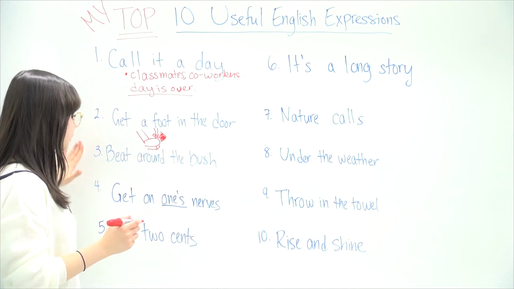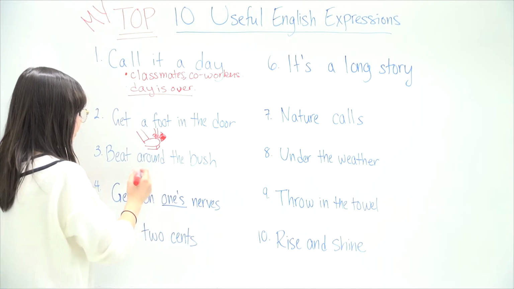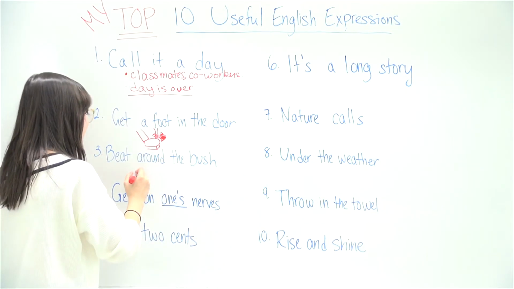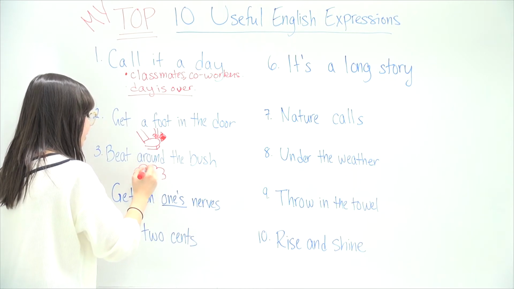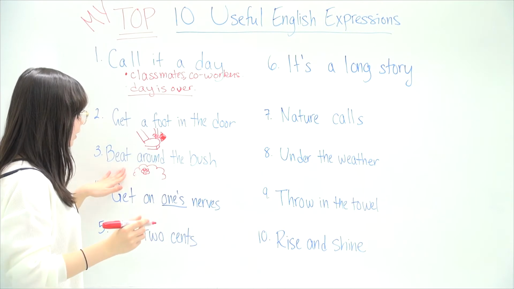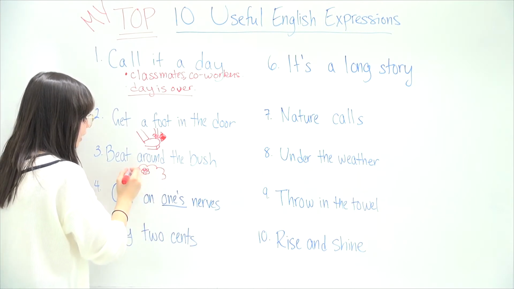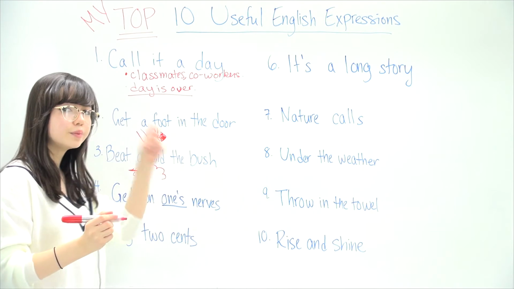So, next expression is beat around the bush. So, what this means literally is that you have a bush. So, here's a bush. There's some flowers on it, so we can know it's a bush. And you are hitting at it. You are beating at it with a stick. This is a stick. So what this literally means is that you're hitting a bush.